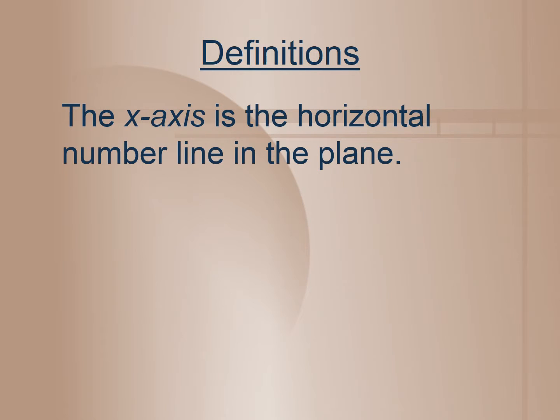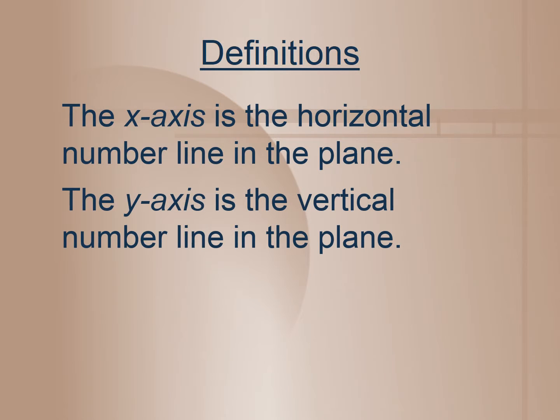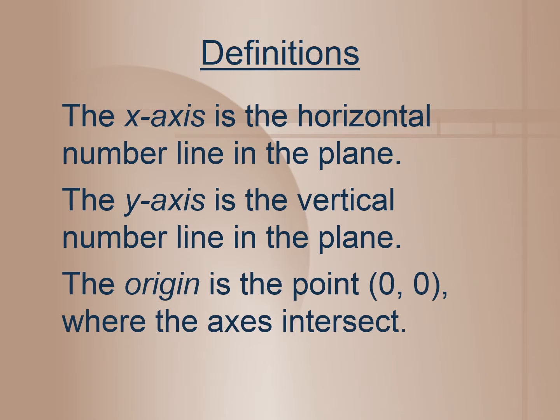The x-axis is the horizontal number line on our coordinate plane, and the y-axis is the vertical number line in the plane. And the origin is the point 0, 0, where those axes intersect.